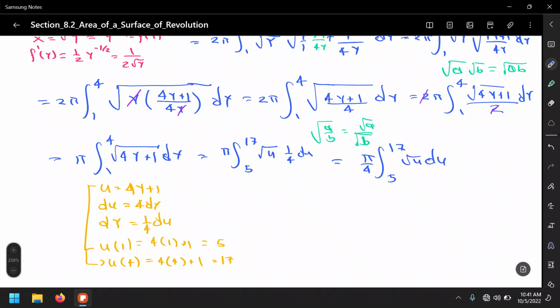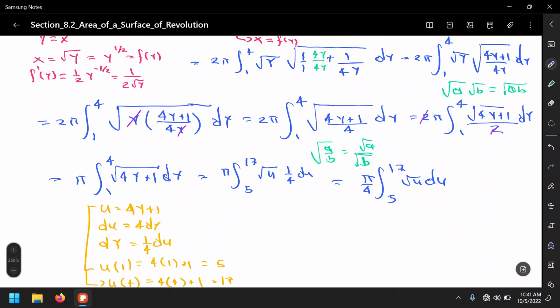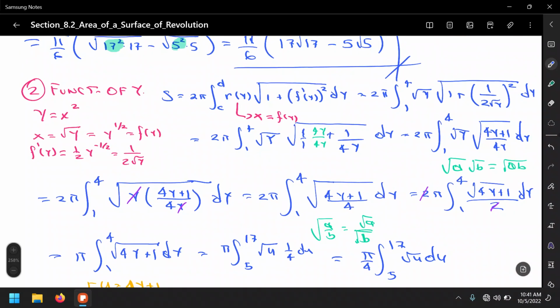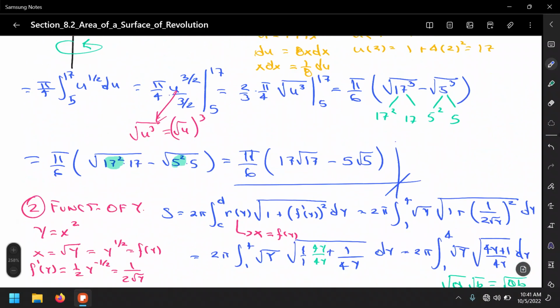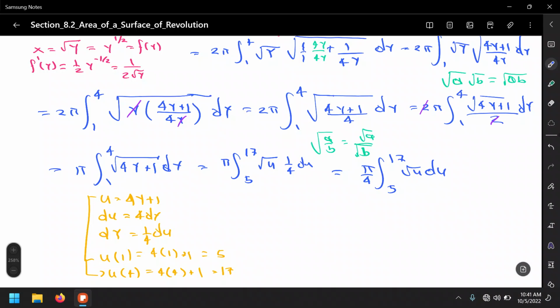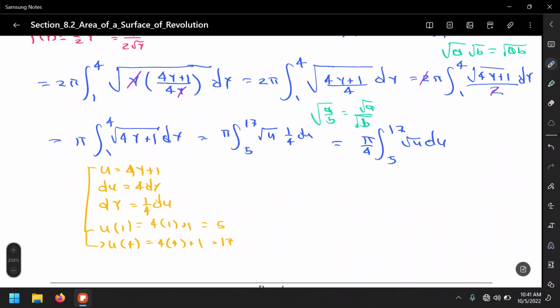But wait, isn't that the same integral that we got before in the previous step? So there's no need to compute it again. If we already did it, where is it? Well, it's actually over 6, but still, when we integrate that 3/2 power, it's going to become pi over 6. So again, this result will be exactly the same: pi over 6 times 17 root of 17 minus 5 root of 5.